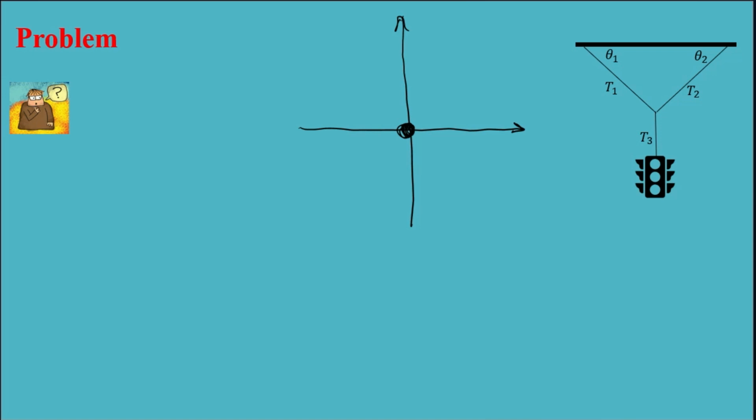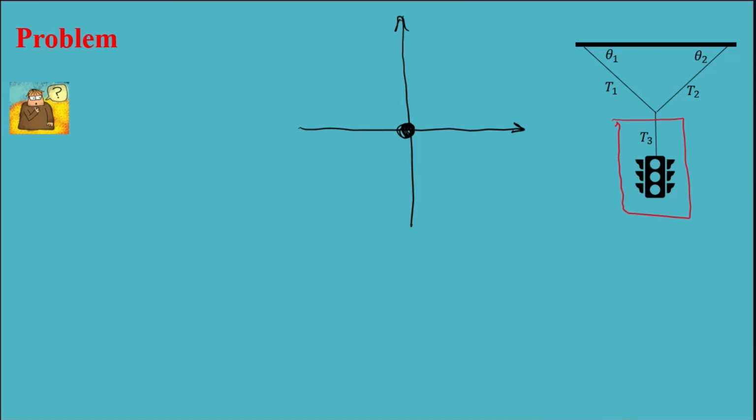Let's think about it this way. The traffic light is not moving, right? So there is no acceleration, there is no speed on the traffic light. So based on Newton's second law, the net force is going to be zero, right? So if the traffic light doesn't move, that means the net force is zero. The net force on the x-axis is going to be zero, and the net force on the y-axis is going to be zero, right?